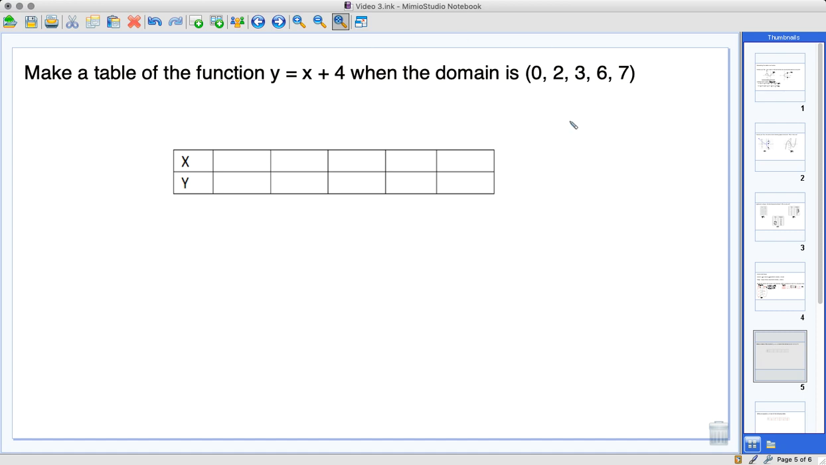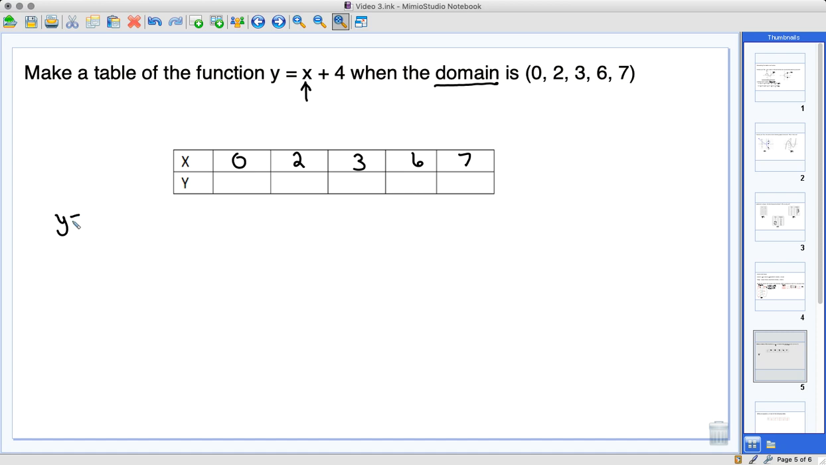So this will lead into what we're going to do tomorrow. Okay, but we're going to make a table of the function y equals x plus 4 when the domain, so there's a vocab word, is 0, 2, 3, 6, and 7. So my 0, 2, 3, 6, and 7 are going to go in for my domain or x values. So 0, 2, 3, 6, 7. Okay, those are also my input values. So I'm going to plug them in for my x one at a time.